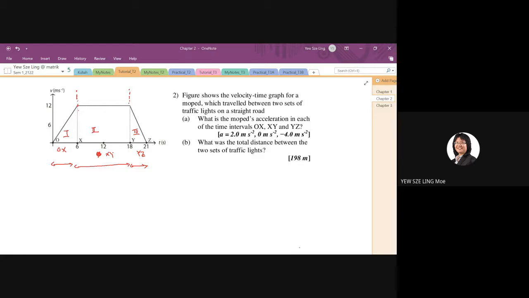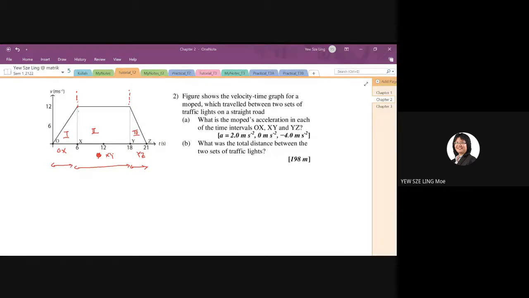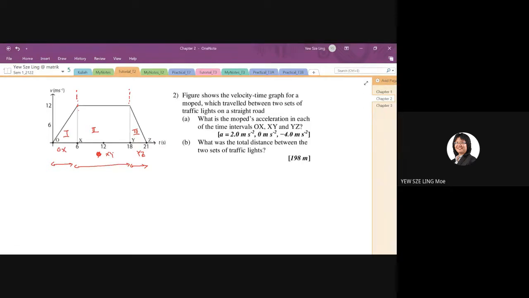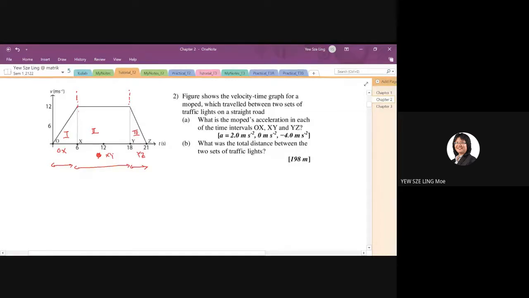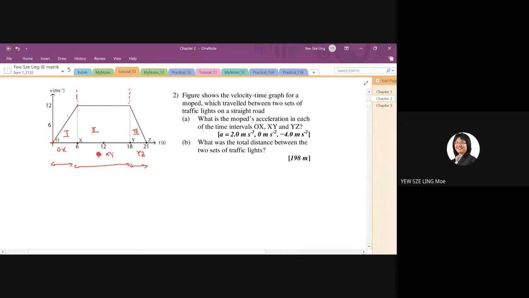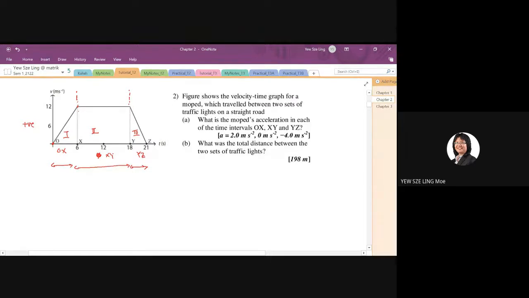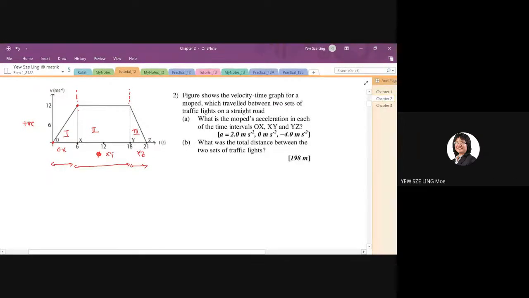So what happens in OX? The object starts to move from O. From O, it's moving towards the positive direction. How do I know it's moving towards the positive direction? Because it's towards positive V. So it is moving in the positive direction with an increasing velocity, until it reaches point X. So this is what happens in the first section.